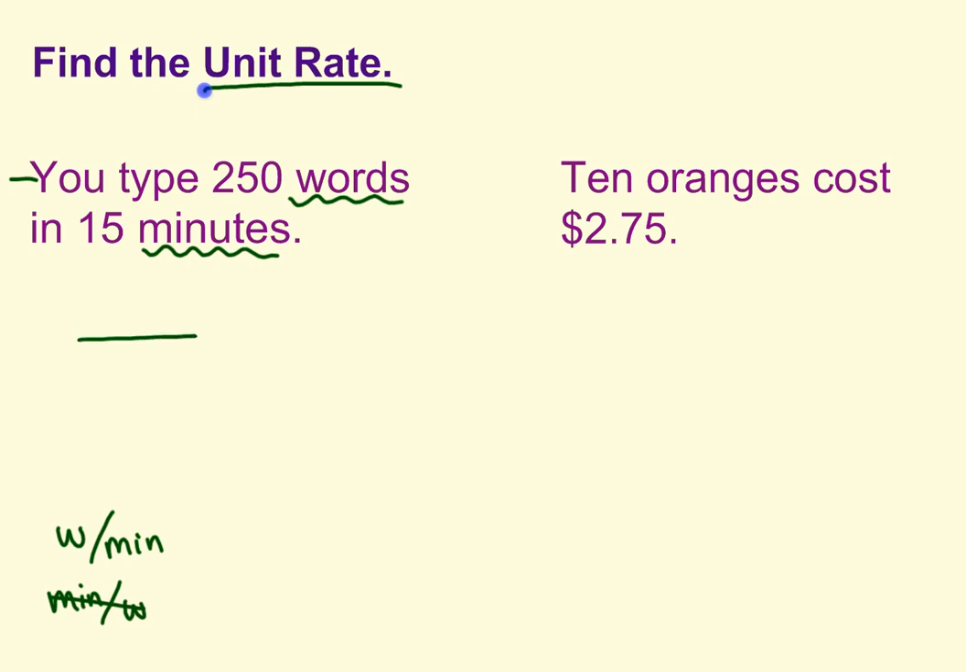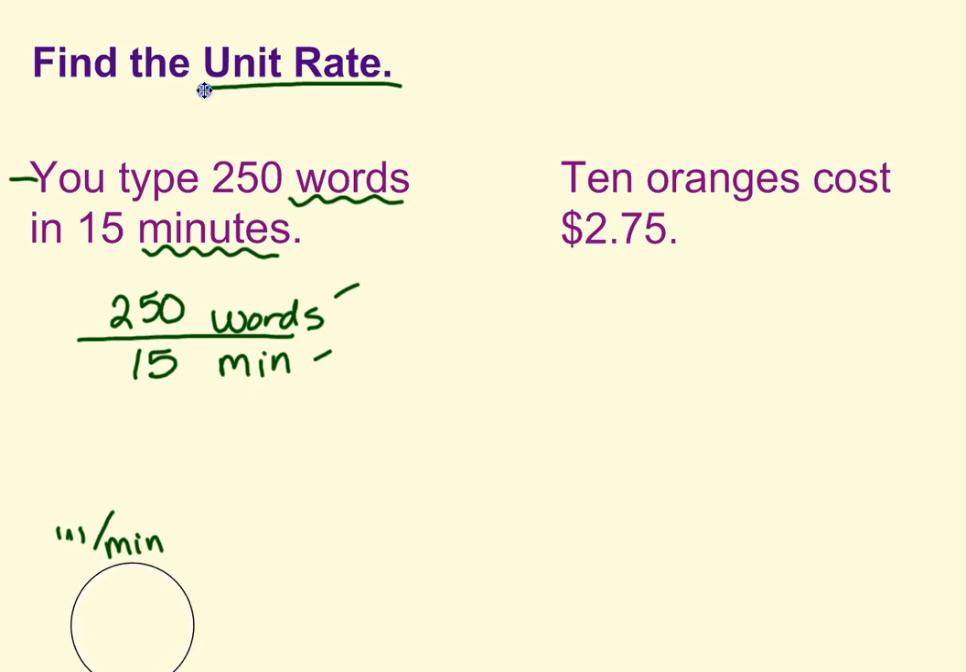So we're going to set up our fraction with the words on top, per, and we're going to put the minutes on the bottom. So again, you can kind of look at your labels both ways and pick the one that makes the most sense, and that's the one that we're going to use. So how many words do we have? We have 250 words per how many minutes? 15 minutes. And that gives us our words per minute label.